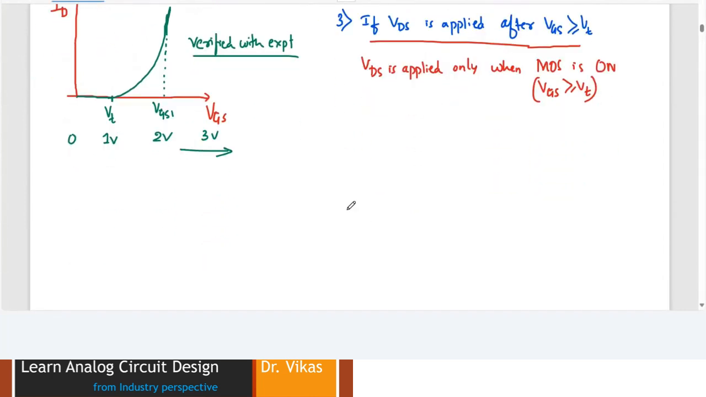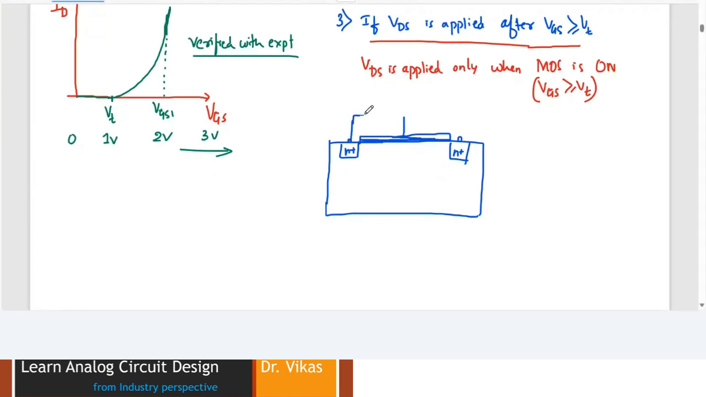I'm going to draw the structure one more time, and I am going to assume that VGS has been applied and, after applying a certain voltage, it has been locked. Let's say VGS is set to 2 volts, and once it is set, I'm not going to increase VGS further, because I know there is no use in increasing it further, as nothing is going to be achieved. So let's say I am applying VGS of 2 volts. Now here I'm applying some voltage VDS.